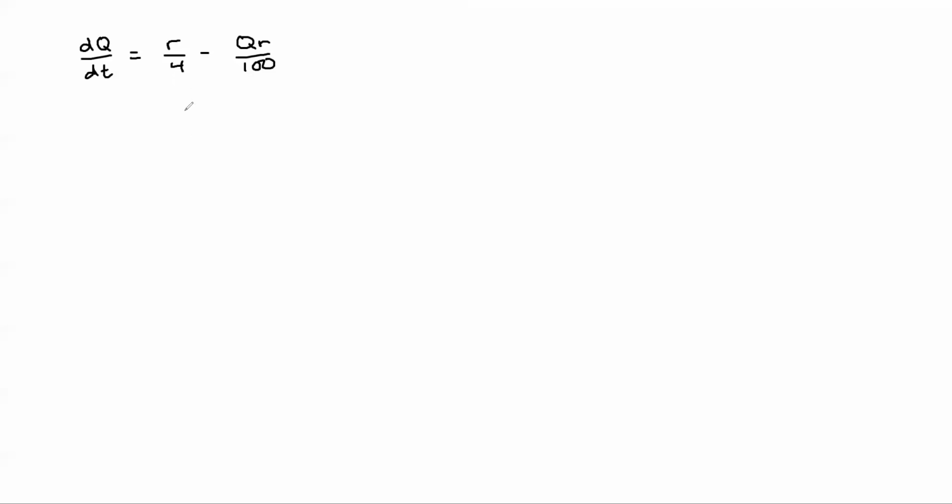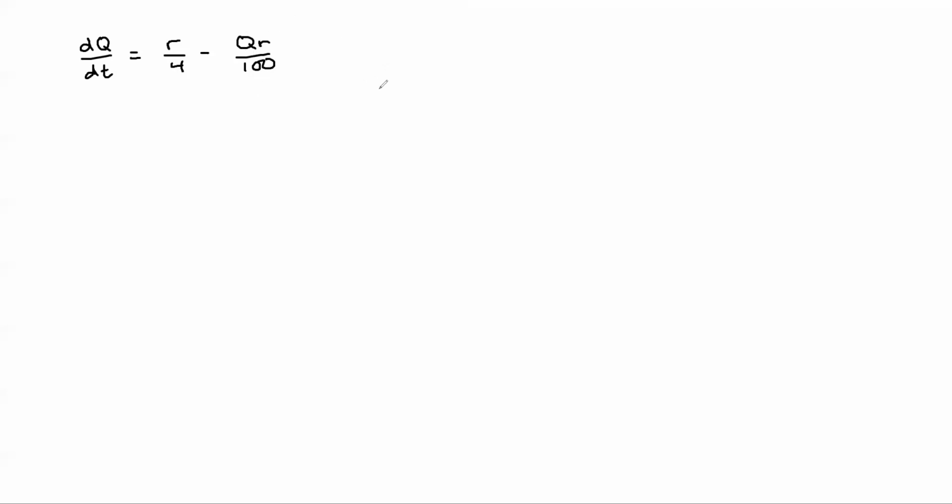Okay, so how could we go through and solve this? Well, one thing to keep in mind here is that the R is given. It's going to be a constant. And so effectively what we have is an equation where we have a constant minus the function we're trying to find times another constant.